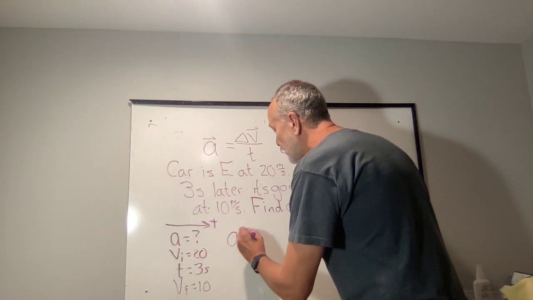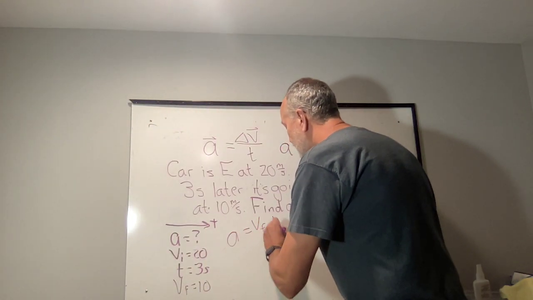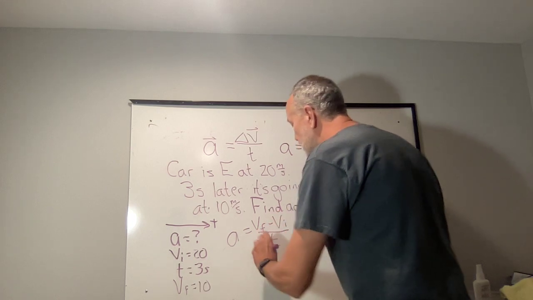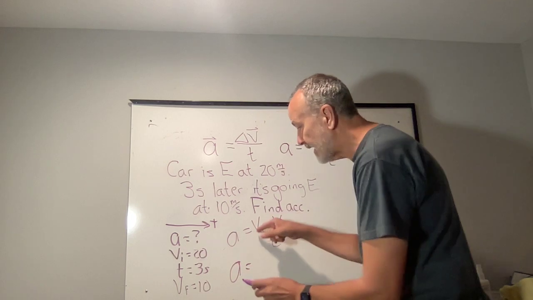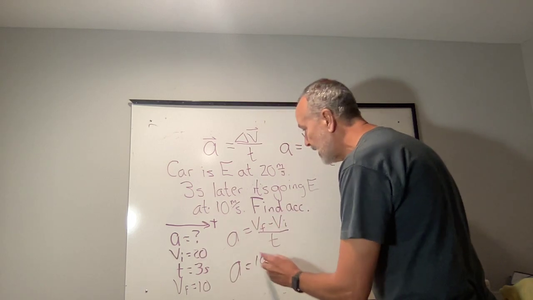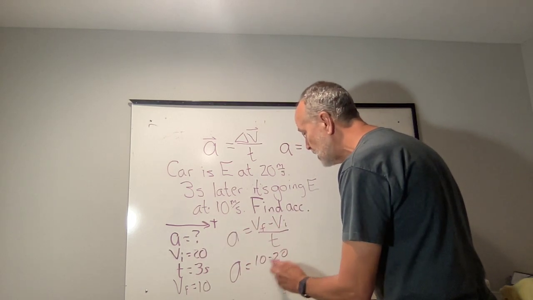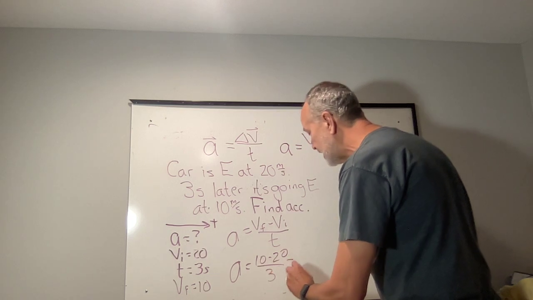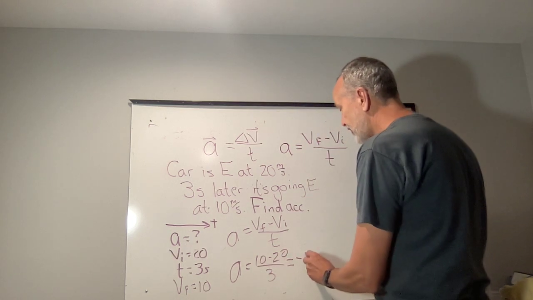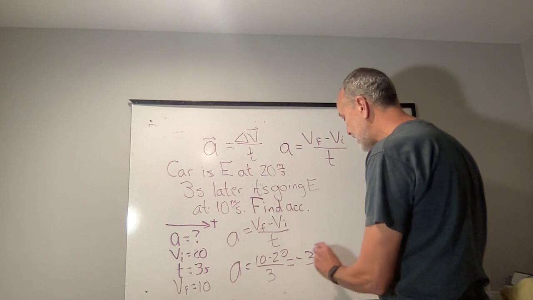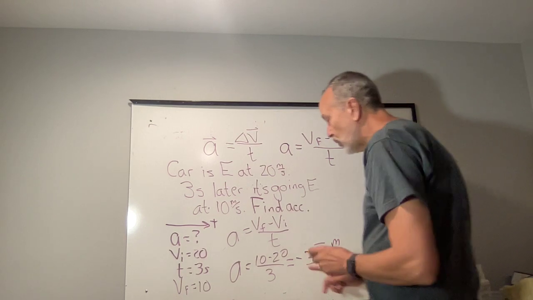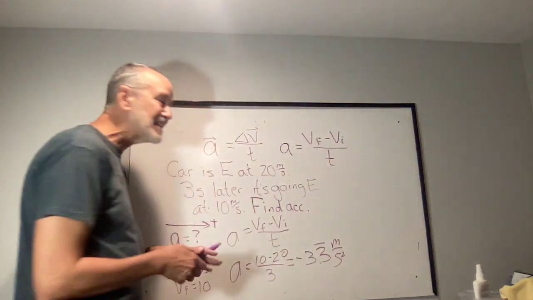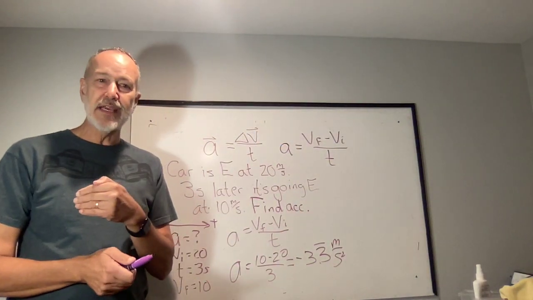Then we can plug these into the equation. So here's the equation. Vf minus Vi over t. There's another form I'm going to show you in a second. But the acceleration is going to be final 10 minus the initial 20 divided by 3. And that ends up being negative 3.3 repeating meters per second squared. Got to have our unit. What does that negative mean? It means it's accelerating in the negative direction.